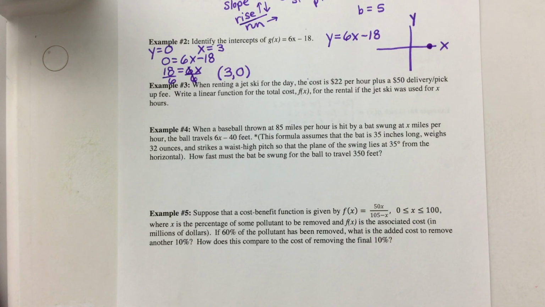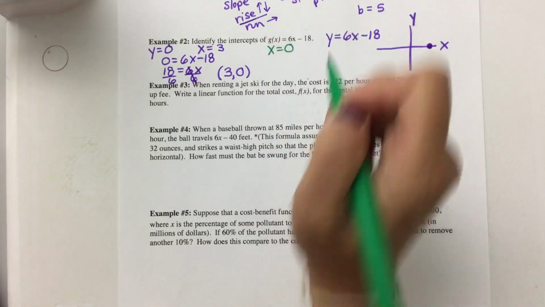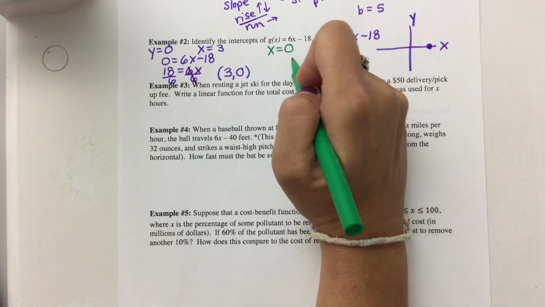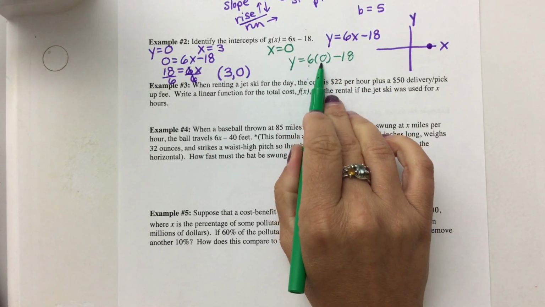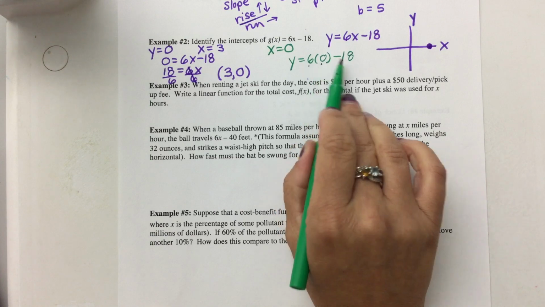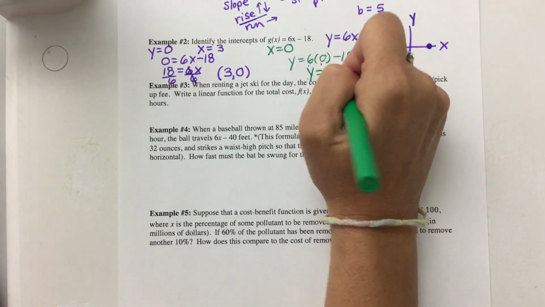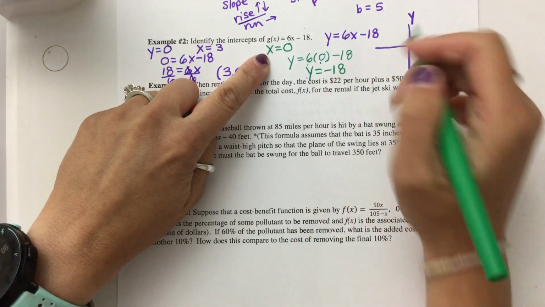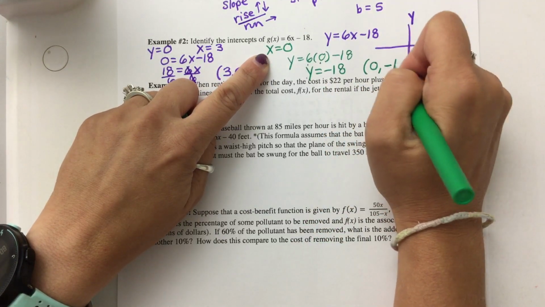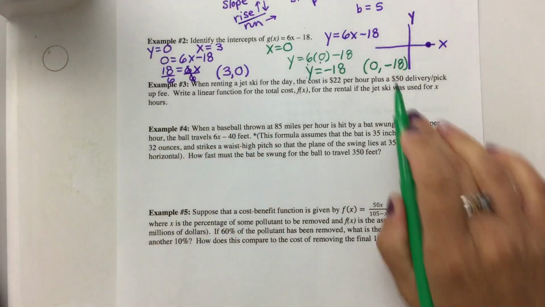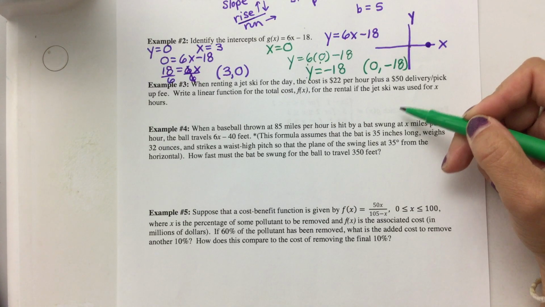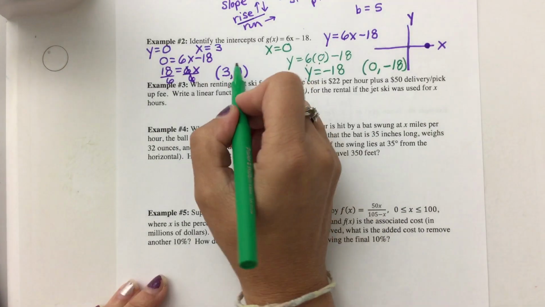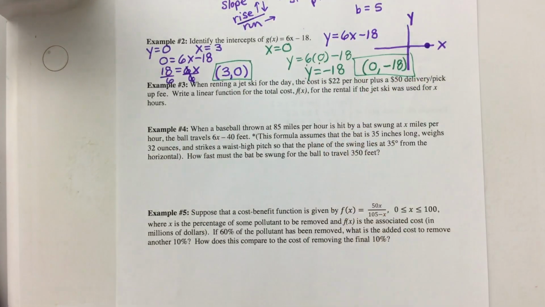You also have what's called a y-intercept. That occurs if your x value is 0. So again, I take this equation where the x is, I make that a 0. 6 times 0 is 0. 0 minus 18 is -18. Once you know your x and you know your y, you can write out your ordered pair. So 0, -18, that is your other intercept. So if I stay at 0, I'd have to go down 18 units to find the y-intercept. So that's how you do example number 2.